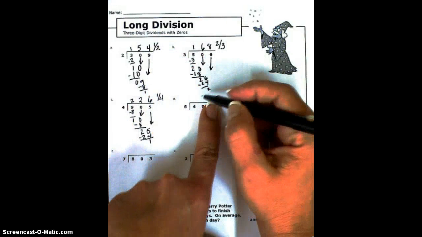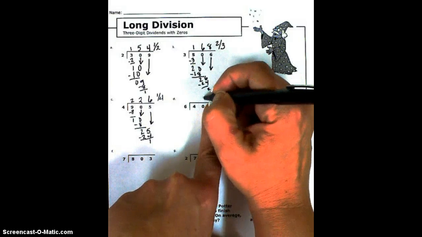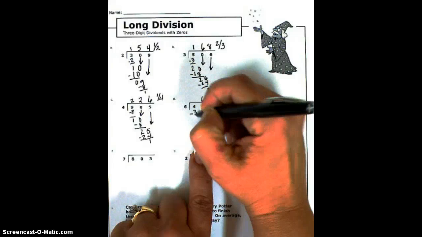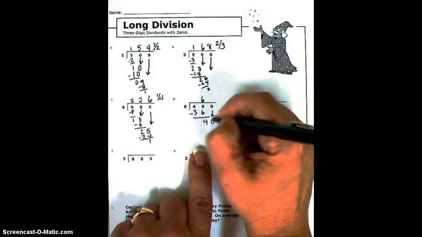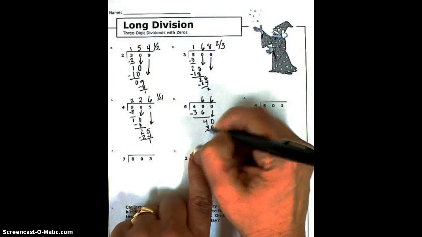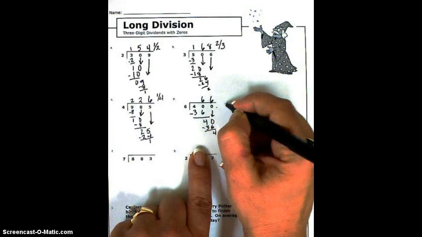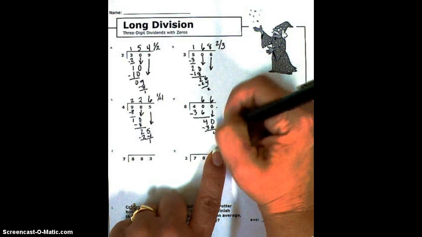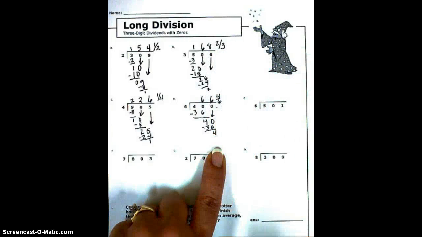6 does not go into 4, so we have to look at it as 40. 6 times 7 is 42, that's too big, so we'll have to go with 6. 6 times 6 is 36. We'll subtract, get 4, bring down your 0, and we're at a 6 again. And I think we're going to get a repeat here. So if we added a decimal and a 0, we would get 66.66 as a repeat here. So we will instead do 66 and 4/6, or if you're reducing it, it would be 2/3, 66 and 2/3.